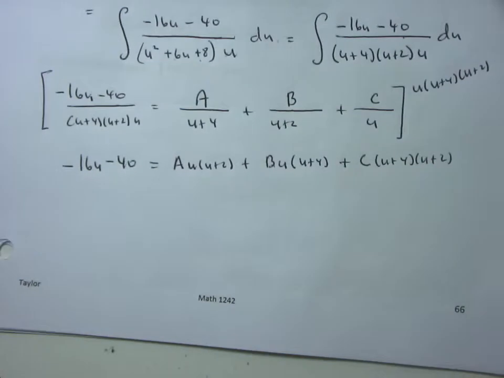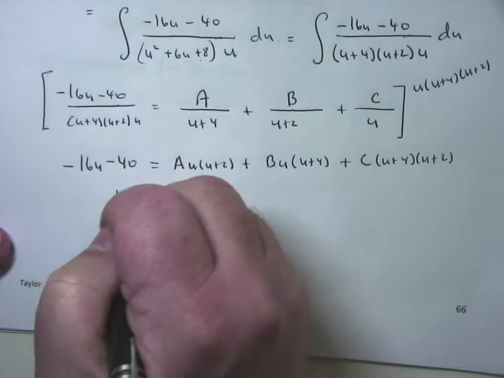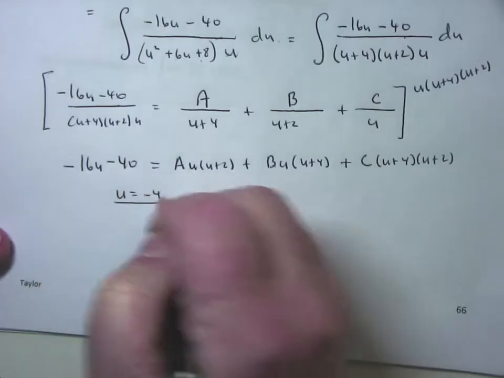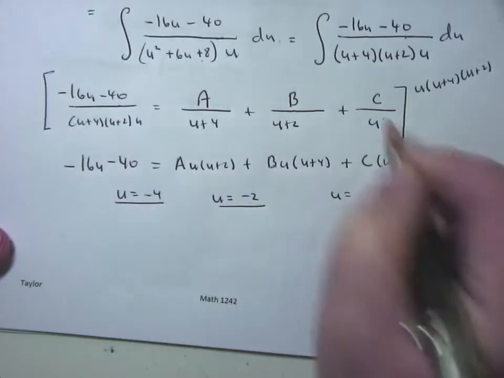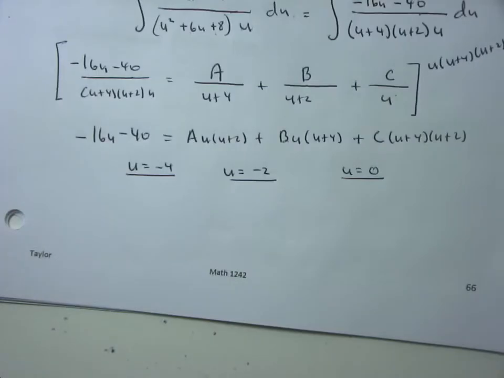How many letters do I need to solve for? Three of them. So I need three u numbers. What u numbers do you suggest? u equals, I'm going to go for negative 4, I'm going to go for negative 2, and I'm going to go for 0. My annihilators, using the annihilator method.